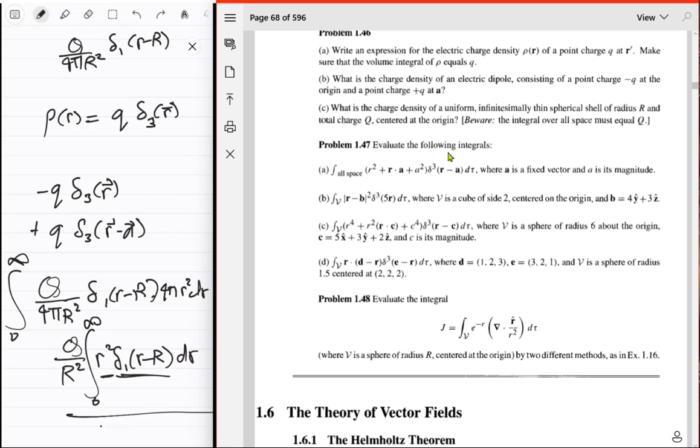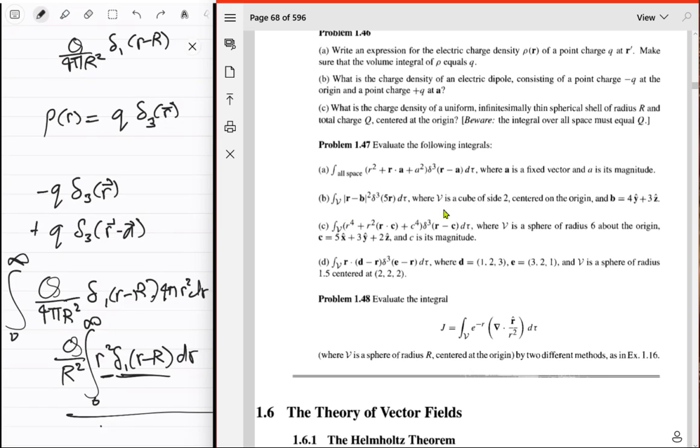Okay, now let's do the following integrals. Integration over all space of r squared plus r vector dot a vector plus a squared, and then you've got this del cube r minus a. It just picks out the value at a vector, so we put a vector into this function. So it's a squared plus a squared plus a squared, which is 3a squared, of course.